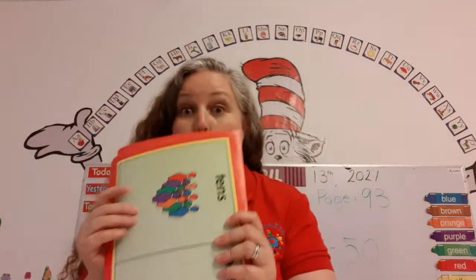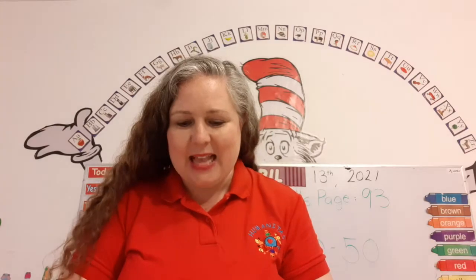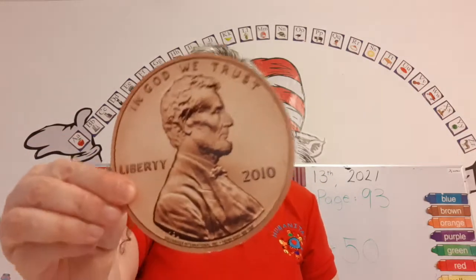Now I'm going to show you some coins, and you're going to tell me how much they're worth, okay? Can you help me? Money, money, money in my pocket. Money, money. I know how to count it. A dime is worth 10 cents. A nickel is worth 5 cents. A penny is worth 1 cent.